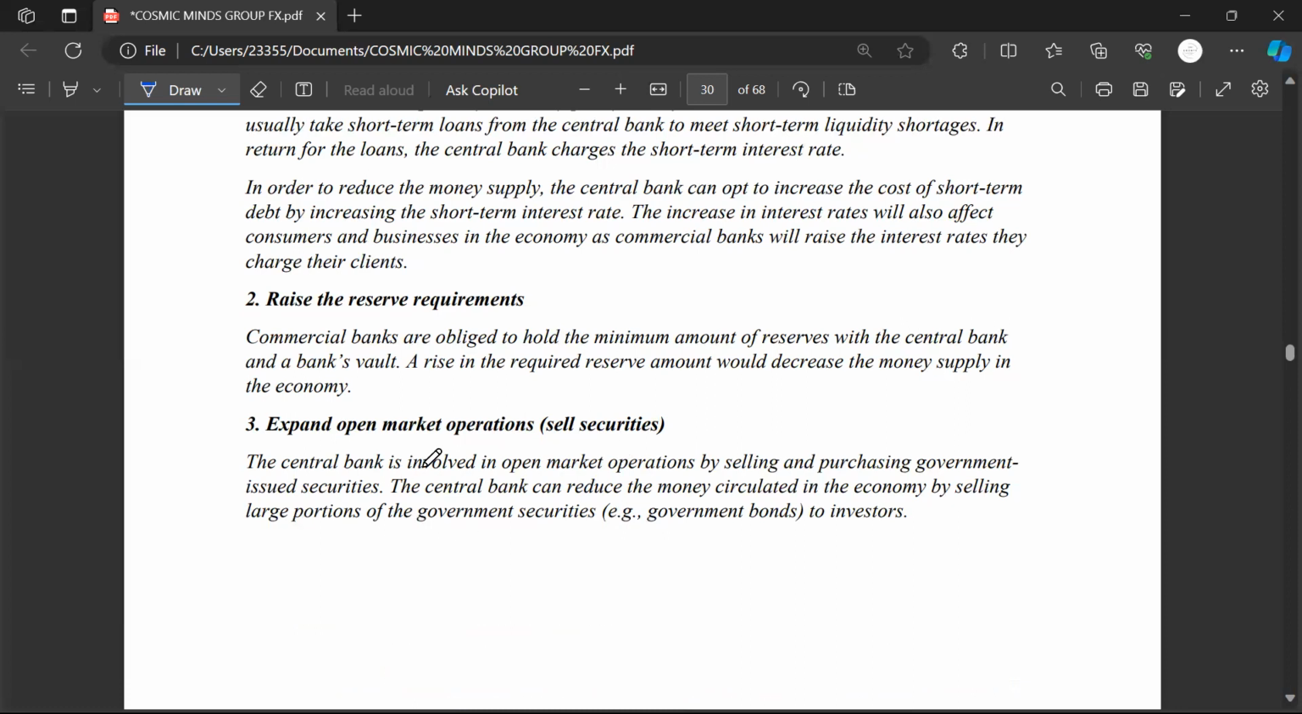Now, expand open market operations, sell securities. The central bank is involved in open market operations by selling and purchasing government-issued securities. The central bank can reduce the money circulated in the economy, one, by selling large portions of the government securities, by selling government bonds to investors.